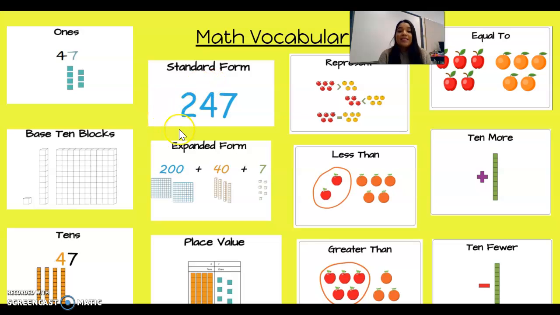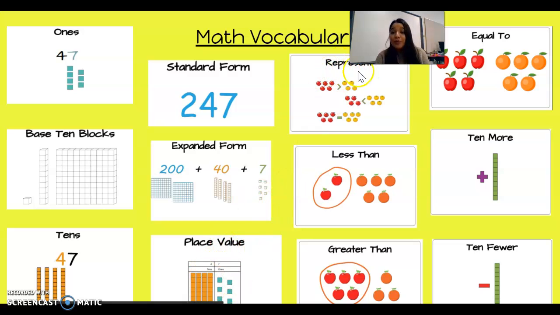Standard form. Standard form is just the digit form of a number. So this is 247. Expanded form. Expanded form is when we take apart a number. So in 247, we broke it apart into 3 sections. So 200 plus 40 plus 7. Place value. Our place value chart lets us know how many tens and ones a number has. So 47 has 4 tens and 7 ones.